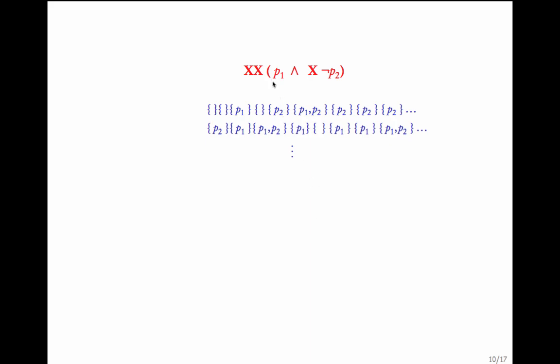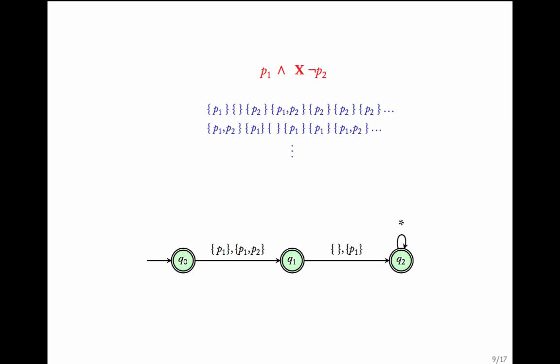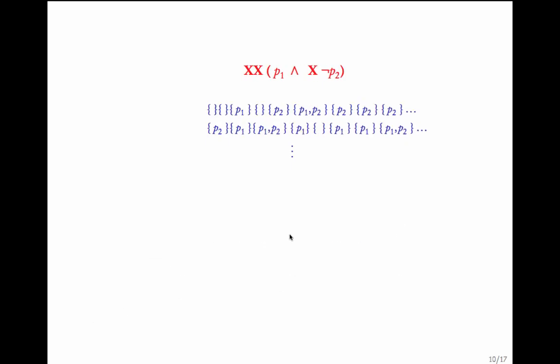It is the same, except that we have added two x's in the front. It's X of P1 and X of not P2. That means you leave the first two letters, the remaining word should be satisfying this formula. In other words, the remaining word should belong to this. Look at this. Here P2, P1, ignore the first two letters, and then you have P1, P2. It satisfies P1 and X of not P2. Similarly, you ignore the first two letters. This one satisfies P1 and X of not P2.